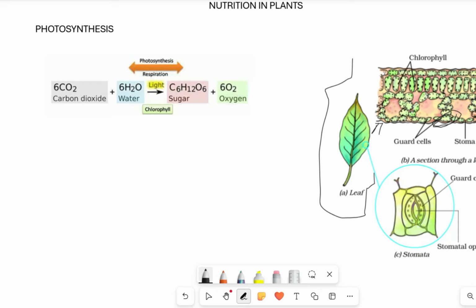The entry and exit of carbon dioxide or oxygen all happens in the guard cells due to the presence of stomata. Stomata are small pores which are present. The opening and closing of stomata helps in the in and out movement of oxygen or carbon dioxide that is taking place. Stomata are basically present on the lower side of the leaves.